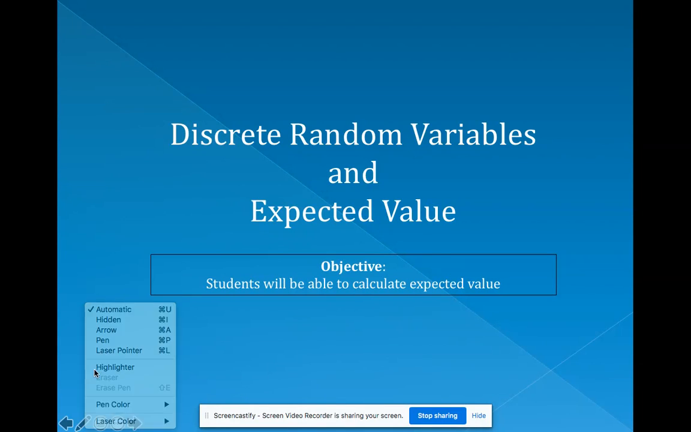Time to do some more probability. Now, what we've been doing before has been more standard textbook probability problems. This is definitely on the IB exam, but now we're going to deviate from the textbook and really delve into what IB is going to expect from you.